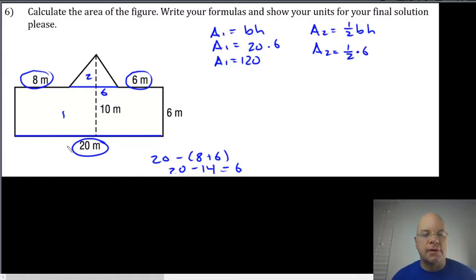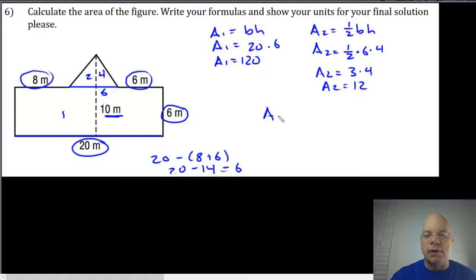oh, for a second there I didn't think I could get it, but I forgot. This is given as 10, this entire distance, and this is 6. So the distance just from here to here must be 4. 10 minus 6. So the height is 4. So the area of the triangle is half of 6 is 3, and 3 times 4 is 12.